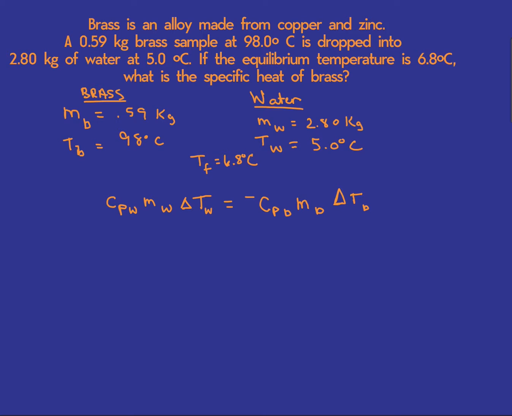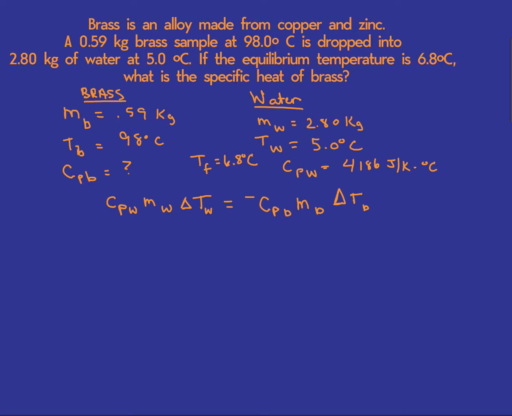Now you'll notice that we don't have the specific heat of brass. That's what we're trying to find. And the specific heat of water isn't given to us, but we can look that up in a table. The specific heat of water is 4,186 joules per kilogram degrees Celsius.